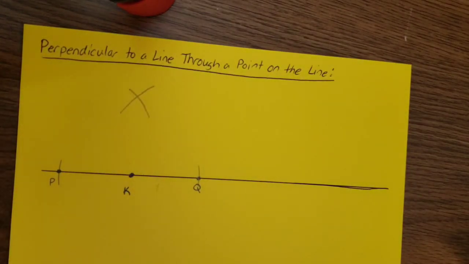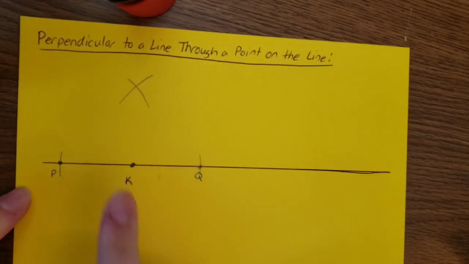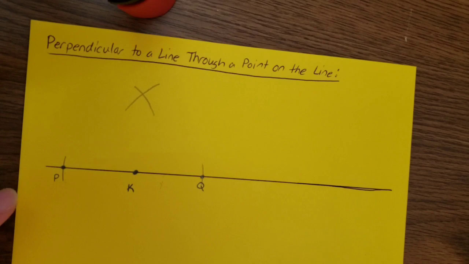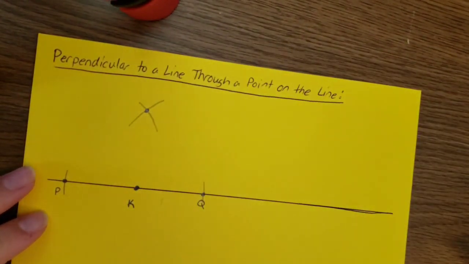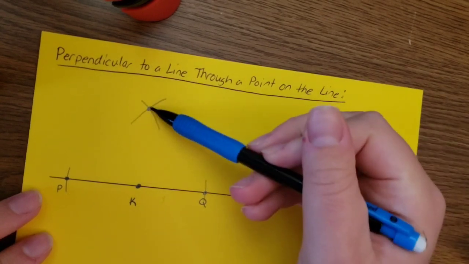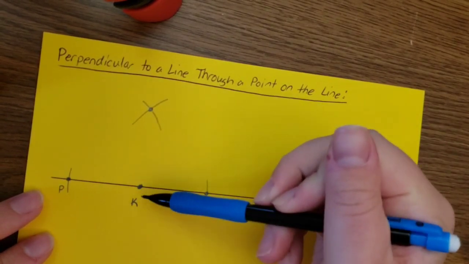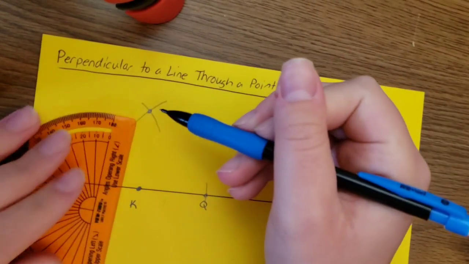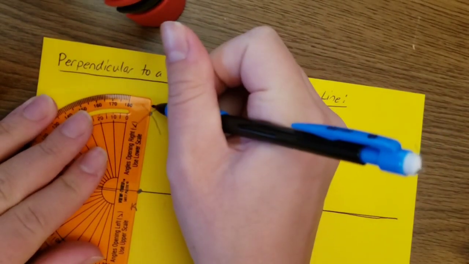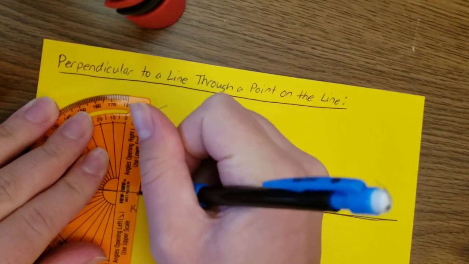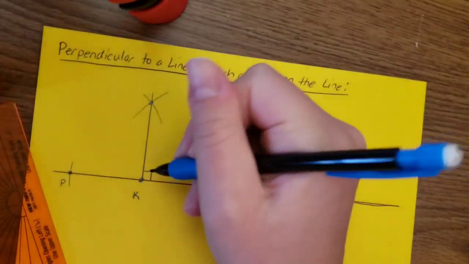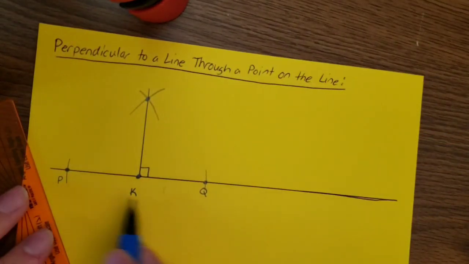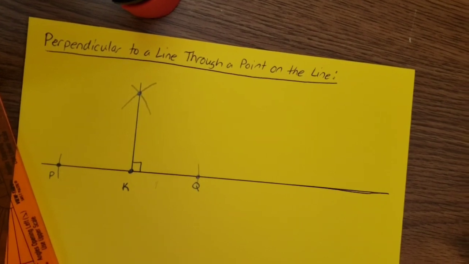Now, the nice part about this one is rather than having to do it again under the line, like our perpendicular bisector did, I only need this one X because I know that I'm connecting it to this point that we started with. So I'm going to connect that intersection point to K. In doing so, I have constructed the perpendicular segment to that original line that we started with.